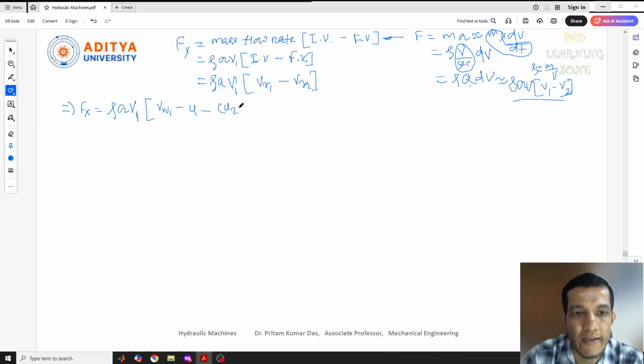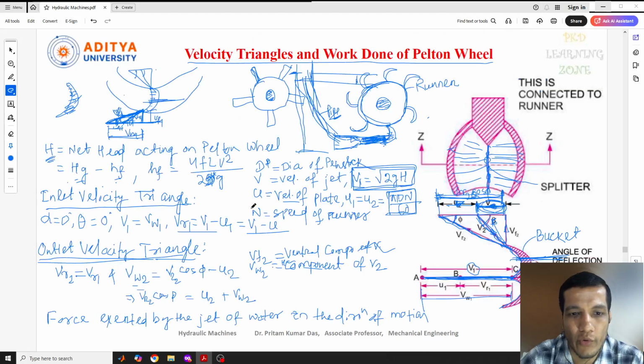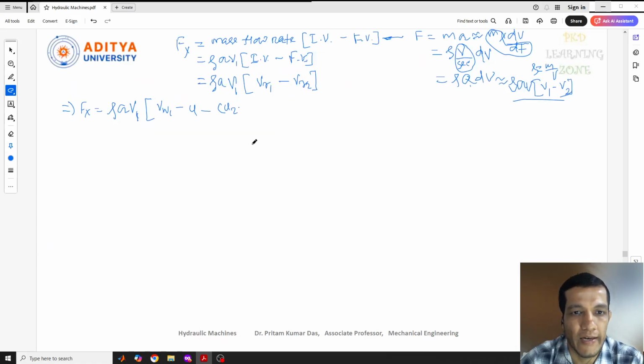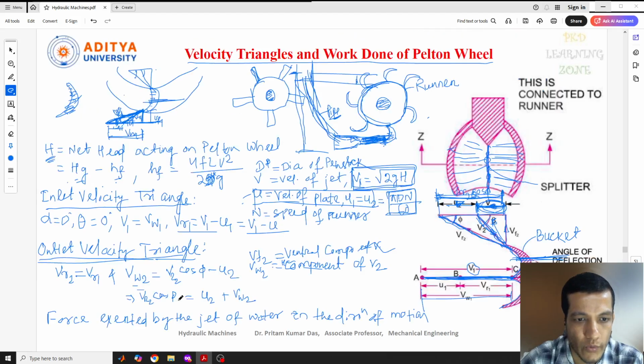Here we can write U2 or U only, because I already told you that U1 and U2 are equal. Here it is already mentioned: this is the velocity of plate, U equal to U1 and U2 also. Both are the same, because only a single plate is moving. So that is the velocity of plate. So here also, in place of VR2, what did we get here? VR2 equal to VR1.